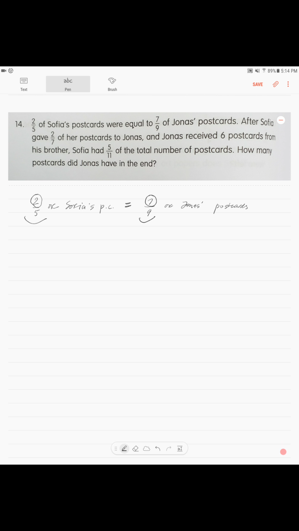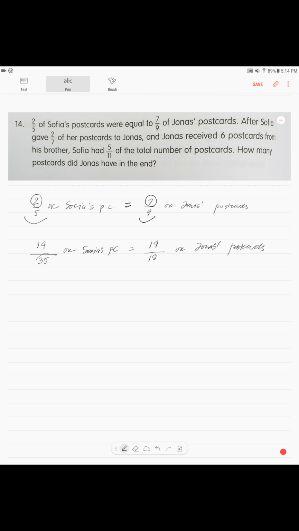It's gonna be 14, right? So instead of 2, we write 14, and we change our denominator. 2/5 is the same thing as 14/35, right? We multiplied by 7. Of Sophia's postcards is the same thing as 7. We multiply both numerator and denominator by 2, right? So it is 14 divided by 9 times 2, 18, right? 18 of Jonah's postcards. This is our expression, right?